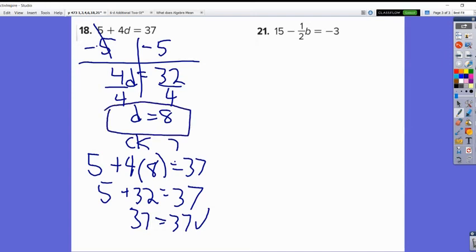All right, the last one here is a twisted one, like the example that I showed you yesterday in the video. So here we have a subtraction in front of a variable term, okay? Subtracted variable term.